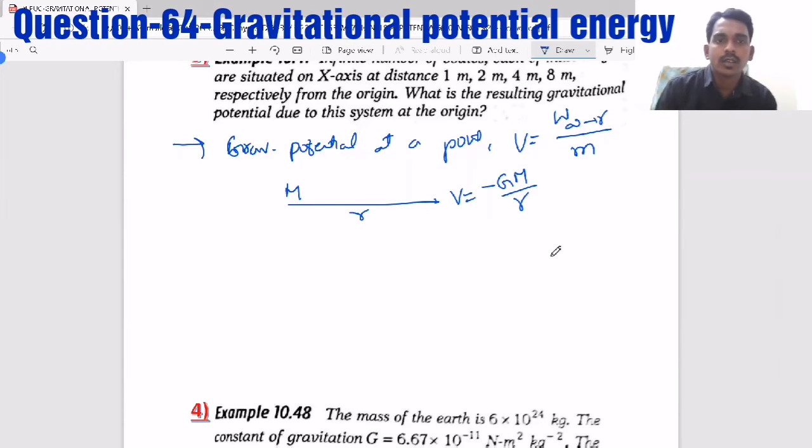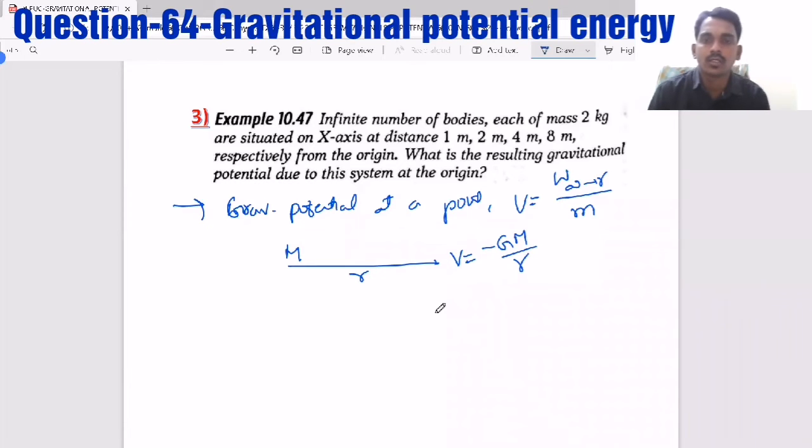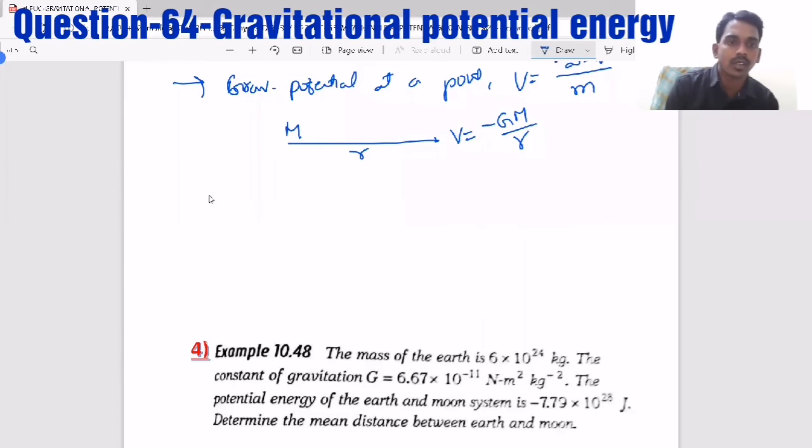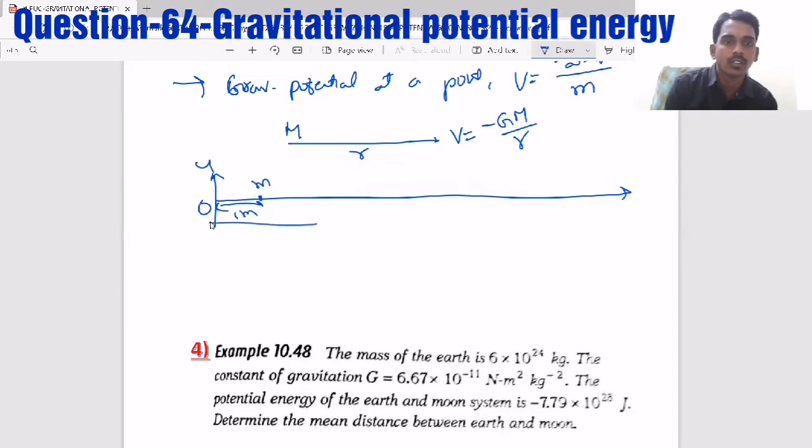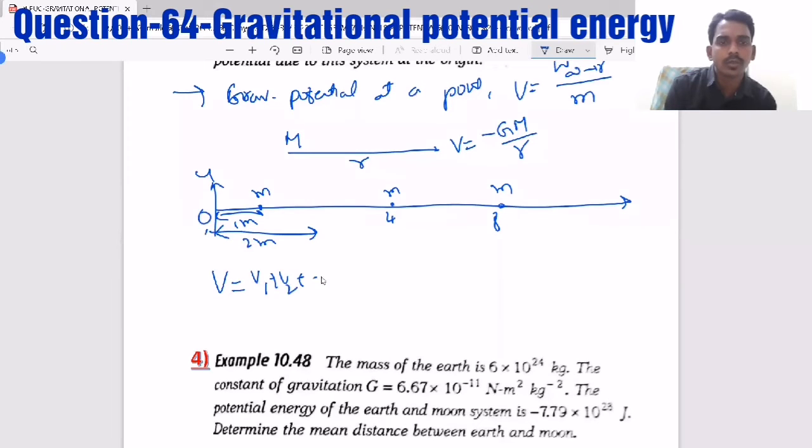Now, how many masses are there? Infinite number of masses, all of the same mass. At the origin we have to find the effective gravitational potential. Like this is the x-axis, and this is the origin. There is one mass at a distance of 1 meter and another mass at a distance of 2 meters, then another at 4, another at 8, and so on. The total gravitational potential means V1 plus V2 plus so on up to infinity, because it is a scalar quantity: minus Gm by 1, minus Gm by 2, minus Gm by 4, minus Gm by 8, and so on.